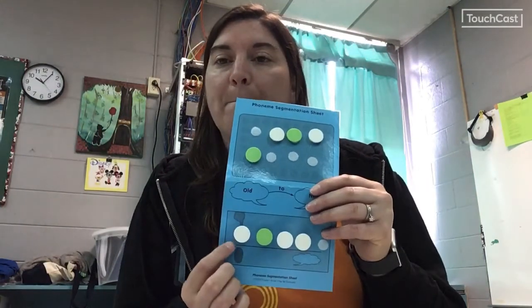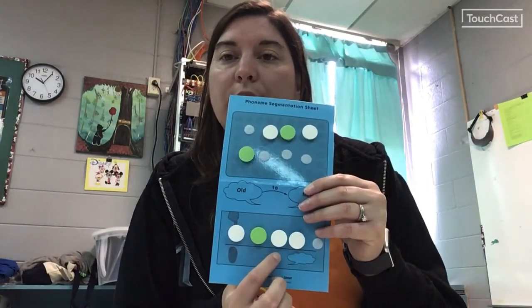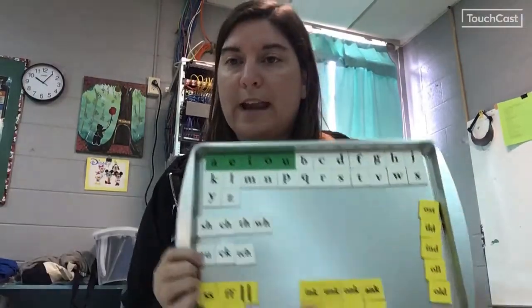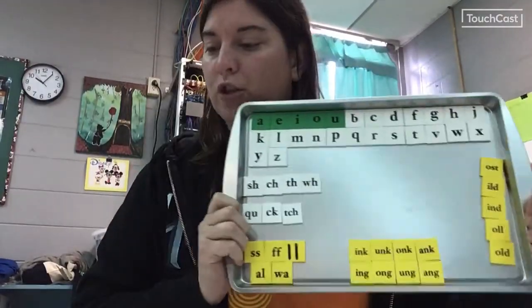Let's say that word, post, and let's see how many sounds. Post has 4 sounds. So I'm going to move my circles to represent my consonant sounds and my vowel sounds. Post. For our next step, my friends, you need your small letters.